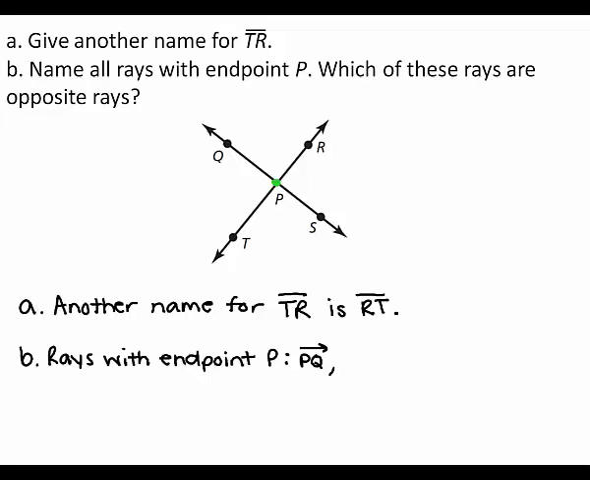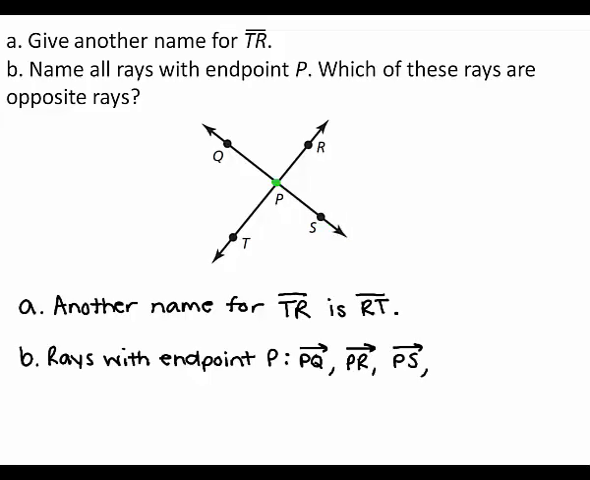Next, a second ray consists of endpoint P and all the points on line PR that lie on the same side of P as R. So, you can name this ray, ray PR. A third ray on the diagram consists of endpoint P and all the points that lie on the same side of P as S. So, you can name this ray, ray PS.